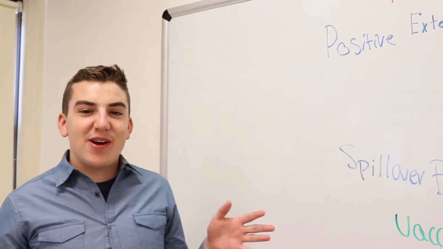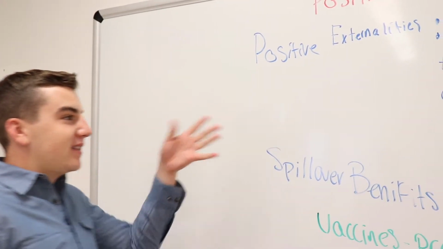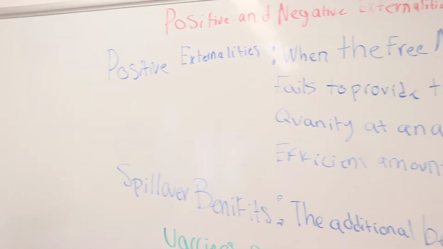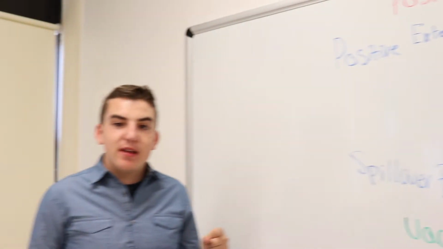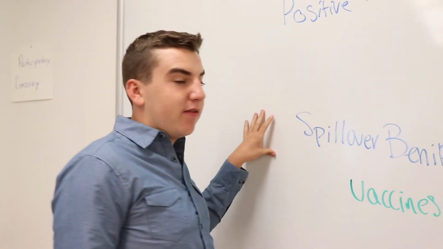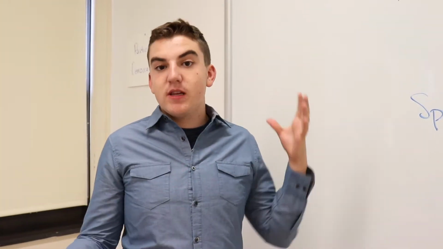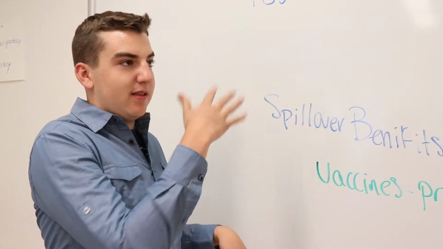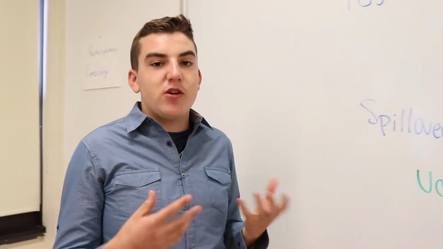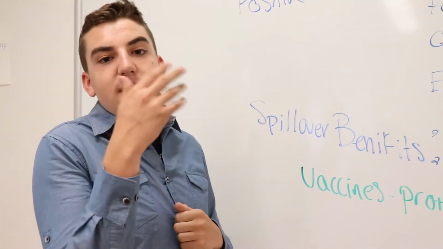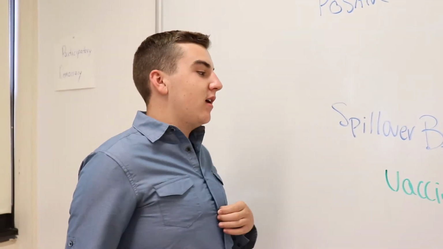Okay, so now we're going to talk about positive externalities. A positive externality is when the free market fails to provide the right quantity at an allocatively efficient amount. This could also be known as a spillover benefit, as we talked about spillovers in the earlier half of this video. This type of spillover is when additional benefits come to society, not additional taxes.